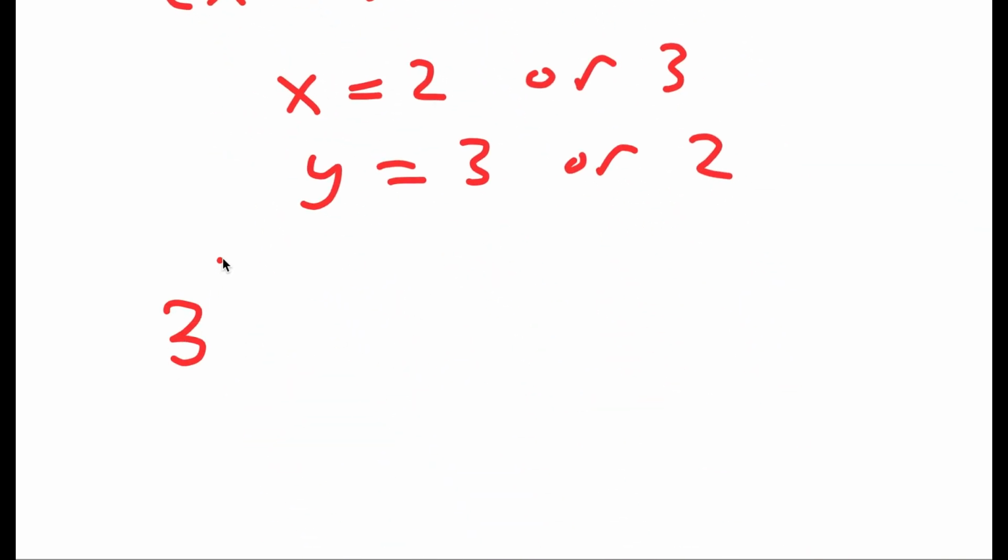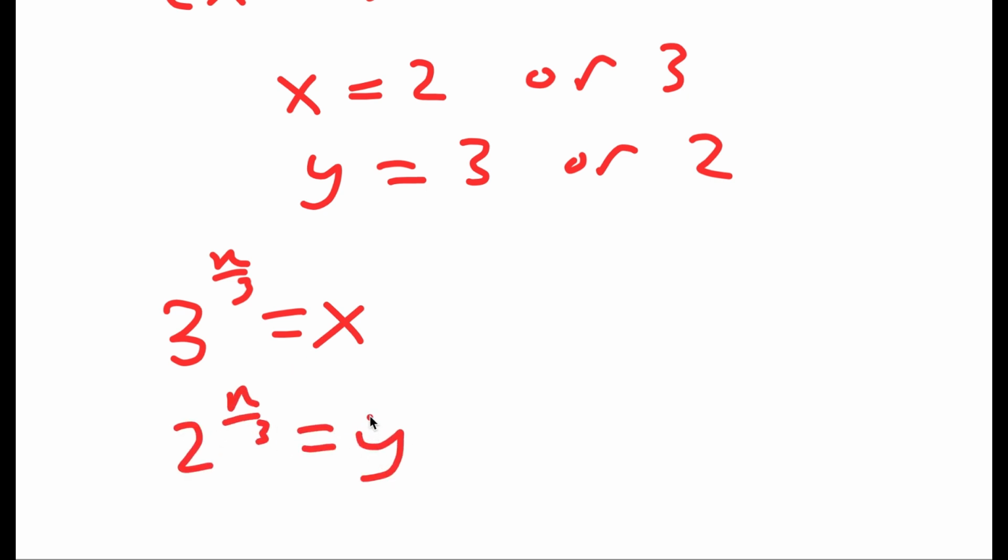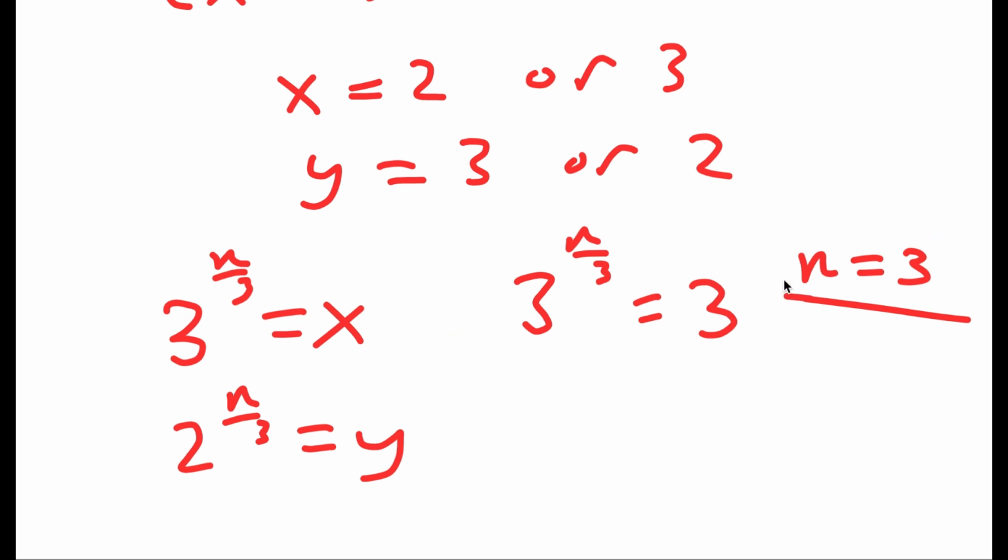And we have 3 to the power of n over 3 is equal to x, and 2 to the power of n over 3 is equal to y. Meaning 3 to the power of n over 3 is equal to 3. So n over 3 is equal to 1. n is equal to 3 when this occurs. So n equals 3 is my solution here.